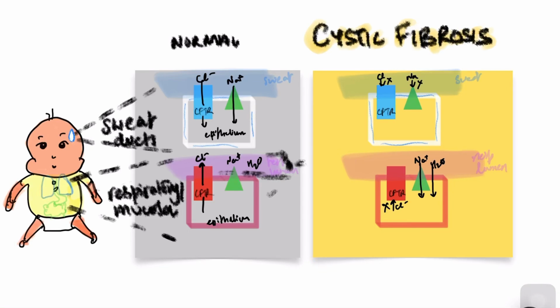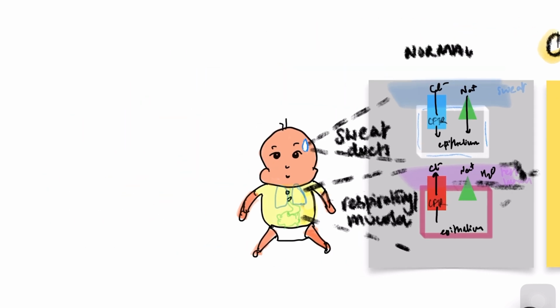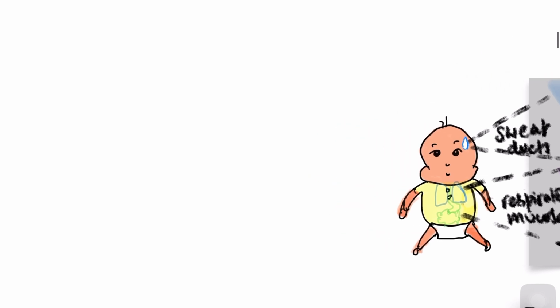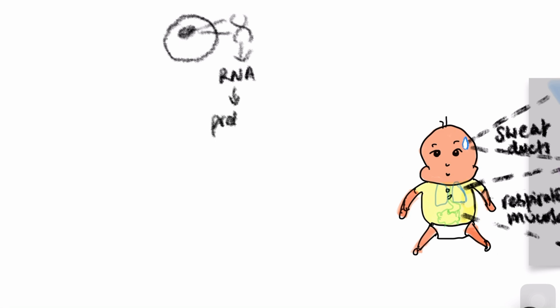Today we're going to talk about cystic fibrosis. I quite like how this whole picture turned out, but before we discuss this, I want to go to the very beginning of the story. At the beginning of the story, we have a cell, we have a nucleus. In the nucleus, we have DNA. DNA gets transcribed to RNA, RNA gets translated into protein, right?